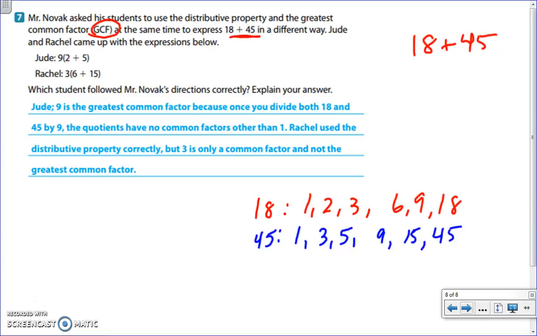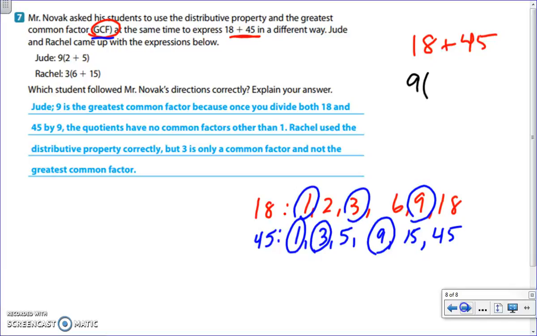Now Mr. Novak's asking them to use the greatest common factor. So there are a lot of common factors. 1, 3 are common factors, 9 is a common factor, but there's only one number they both share that is a factor of both numbers and is the greatest of those factors, and that number is 9. It's been a while since we talked about this, but you can rewrite the sum using the distributive property by finding the greatest common factor. So I know that 9 is the greatest common factor between 18 and 45. And I'm thinking of how many times 9 goes into 18 and how many times 9 goes into 45.